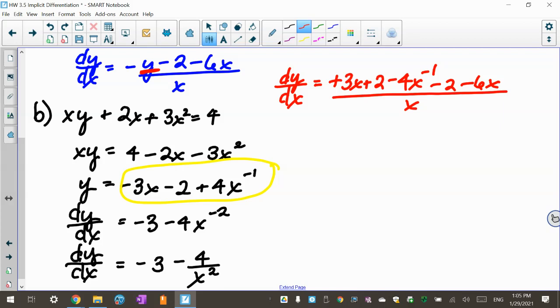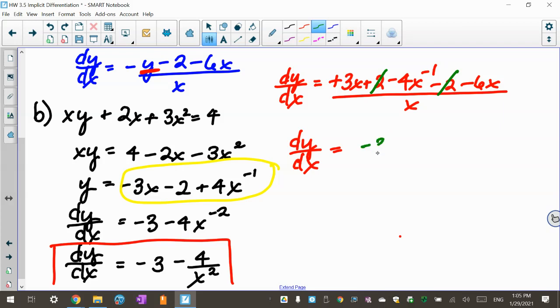So then we're just going to play around with it to see if I can get it to look like this down here. Okay, so I have dy over dx, and let's see what we got going here. Well, I see right off the bat that the 2's will cancel, so that's good to know. And I see that negative 6x and positive 3x, so I have minus 3x minus 4x to the negative 1, and then I'm going to divide them both by x because that's what it says to do.